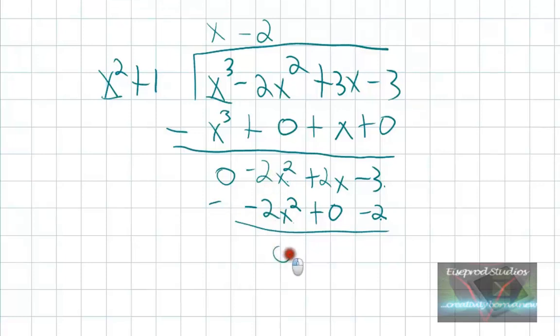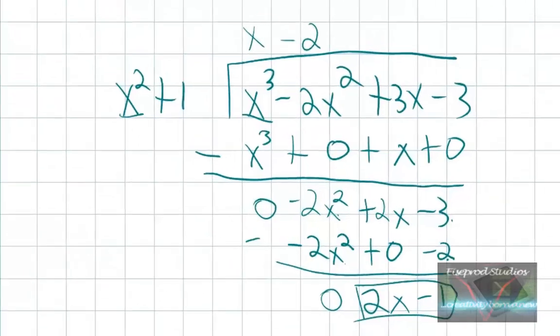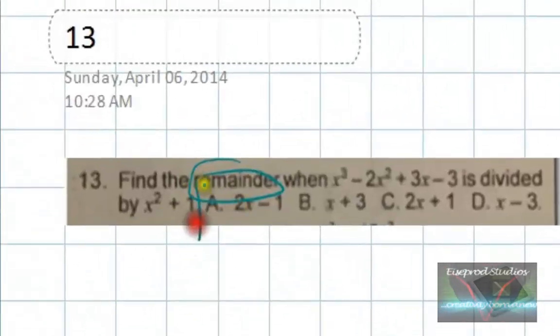So this would cancel out and be 0. 2x minus 0 is just 2x. And negative 3 minus negative 2 is like saying negative 3 plus 2. And so I have minus 1. So now I've gotten to the point where I can't get x squared to fit into 2x. So this is my remainder. So that's going to be your answer, 2x minus 1.